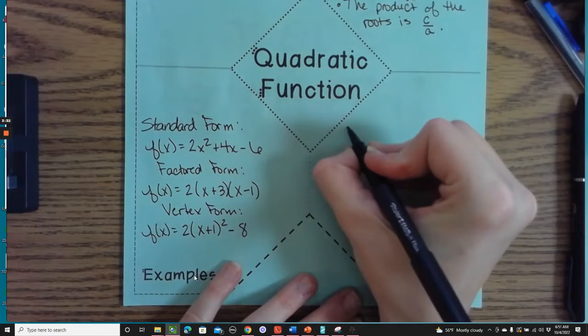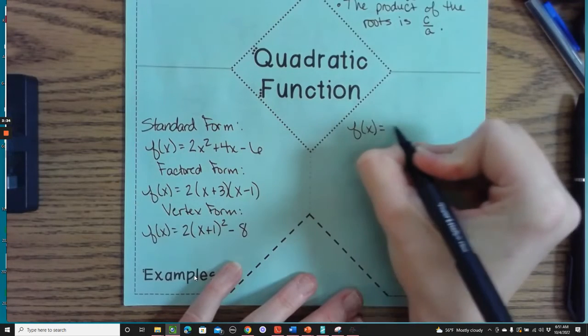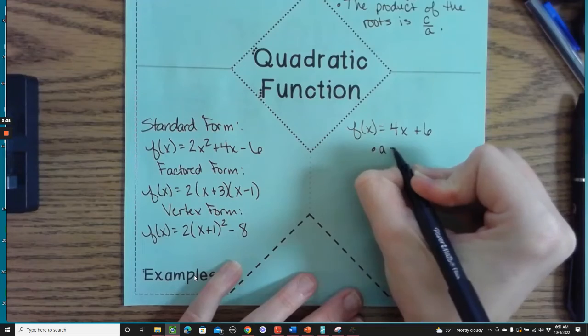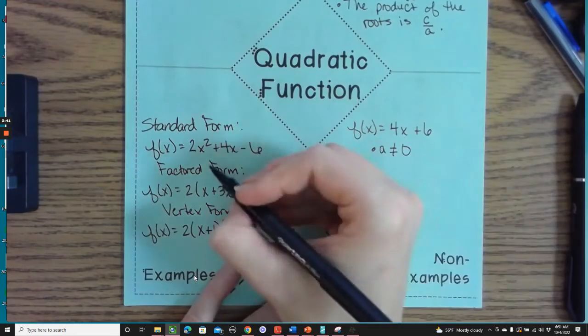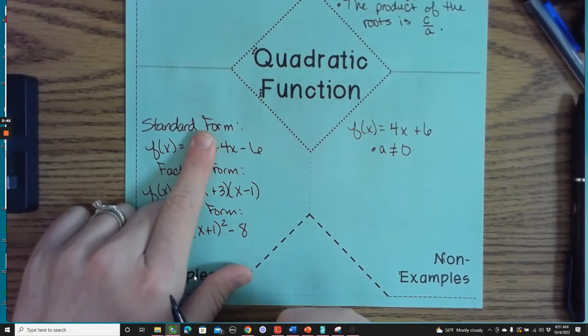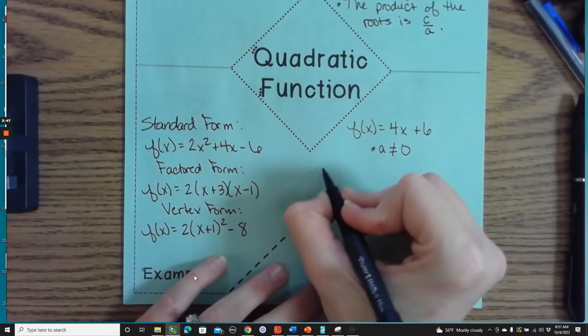So some non-examples. F of x equals 4x plus 6. So remember our definition said the a value cannot equal 0. If a equals 0, it cancels out that variable term of x squared. So that is not a quadratic.